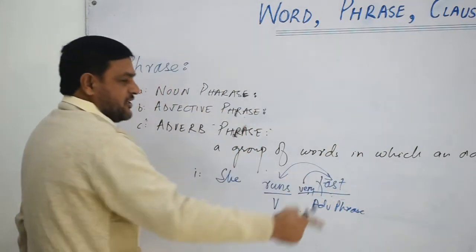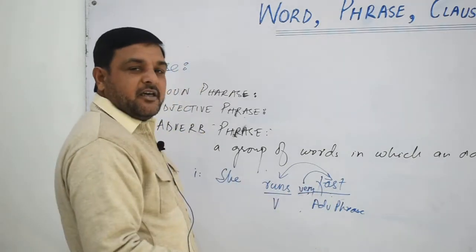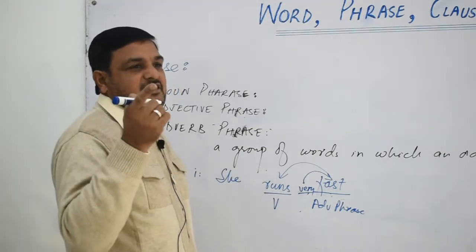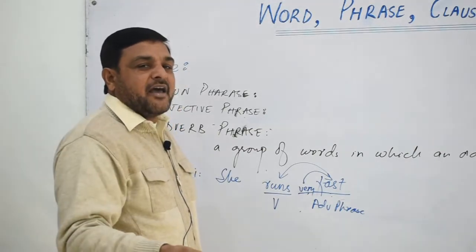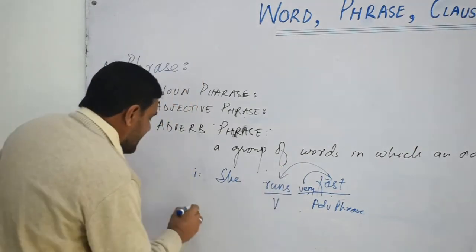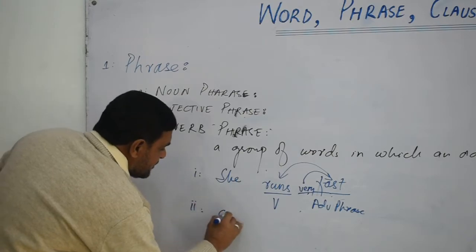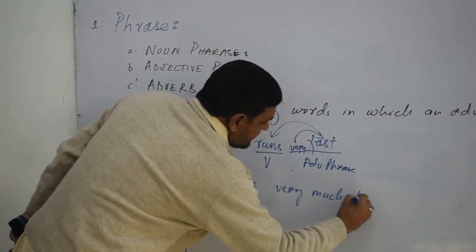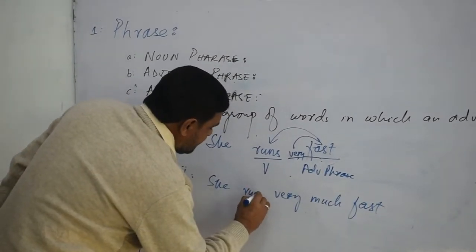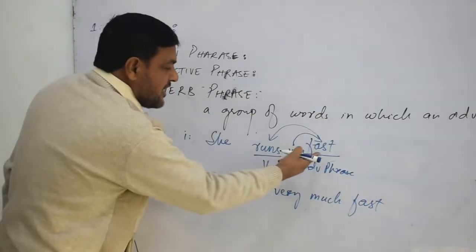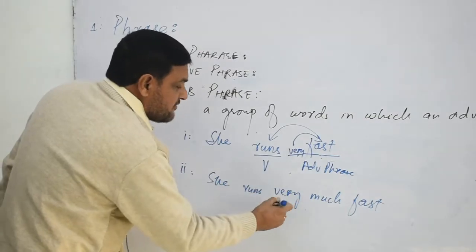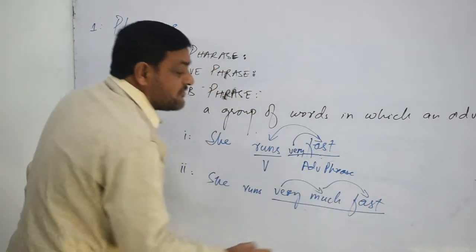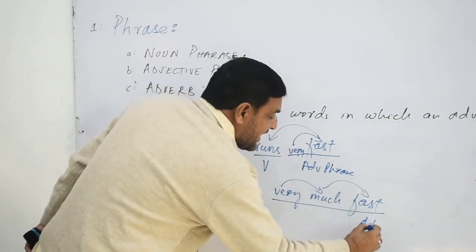On the basis of this definition, we can say that very fast is actually an adverb phrase, because in this group of words, the central role is played by an adverb. The head is an adverb, and we can add more of them. She runs very much fast, not 'is'. If you use 'is', then fast will become an adjective. She runs very fast, very much fast. See, very is connected with much, and much is connected with fast. And fast is an adverb.